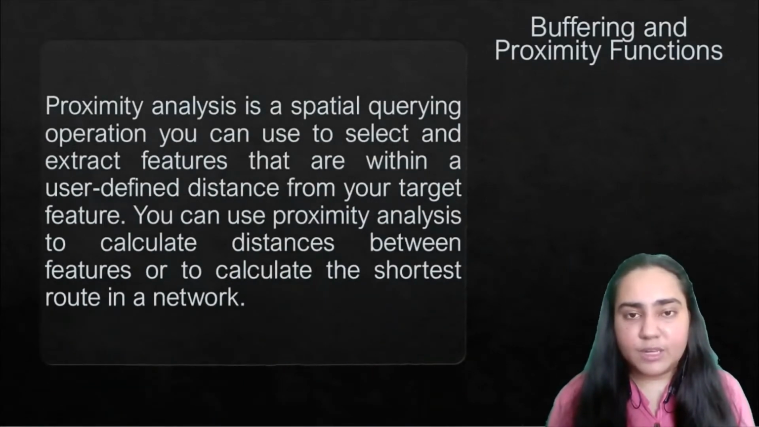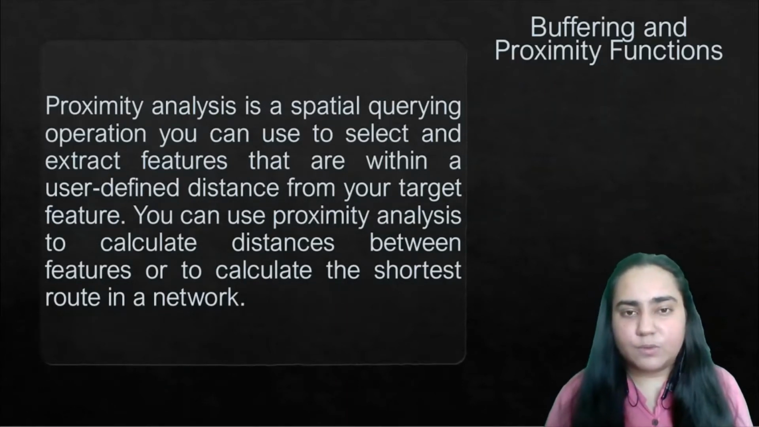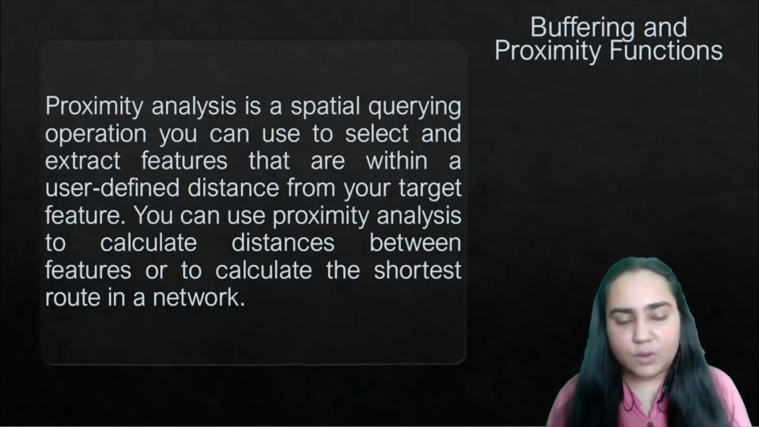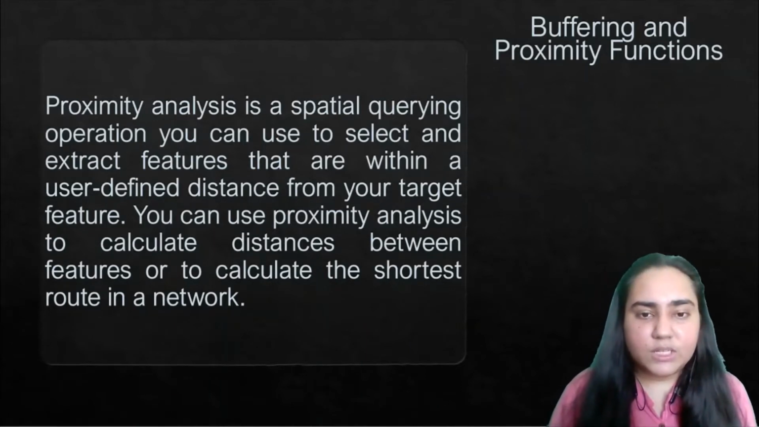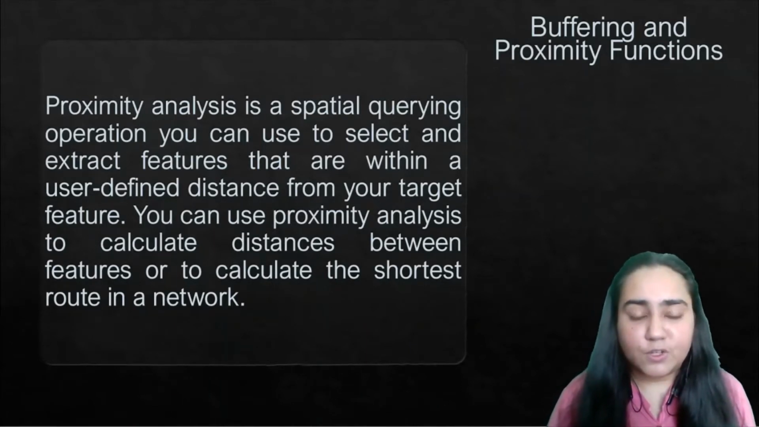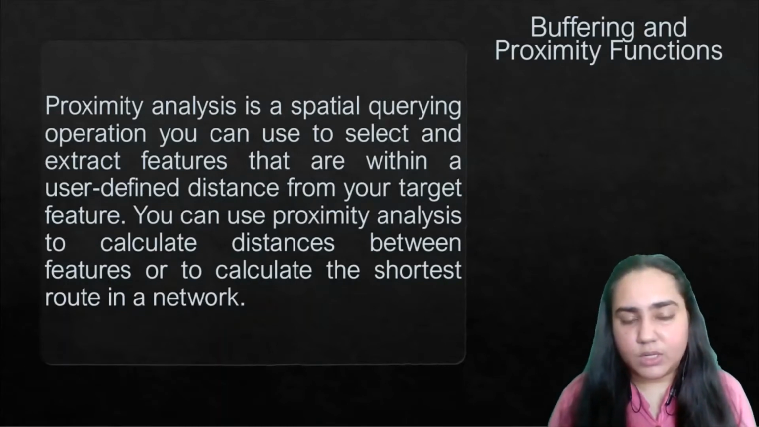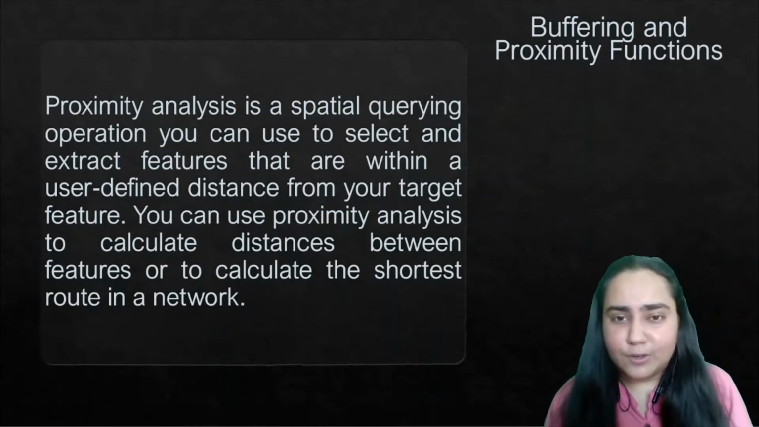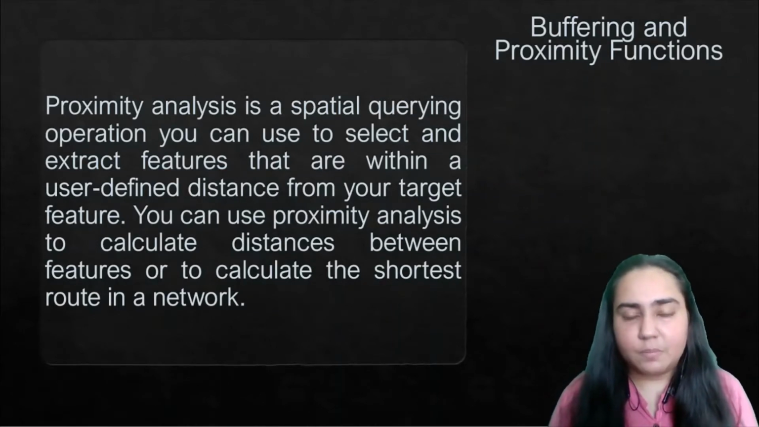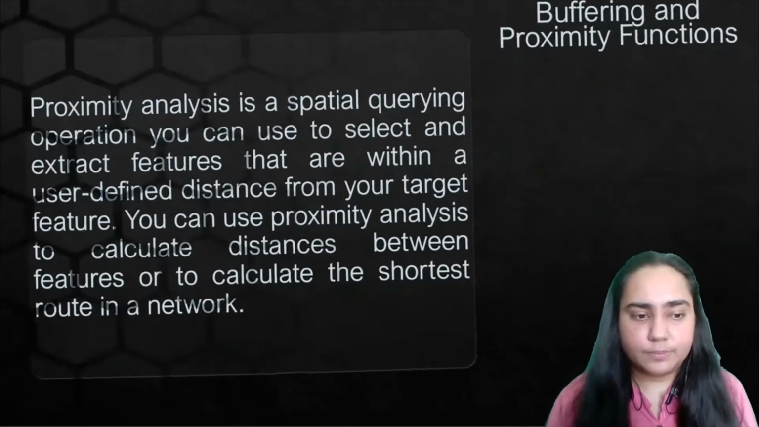Proximity analysis is a spatial querying operation that you can use to select and extract features that are within a user-defined distance from your target. Almost like what we were trying to do, within 100 miles of this or 100 kilometers of this. You can use proximity analysis to calculate distances between features or to calculate the shortest route in a network. So if you wanted to reach from one place to another and calculate the shortest way or path to reach there, then for that as well, you could use proximity functions, buffering functions.